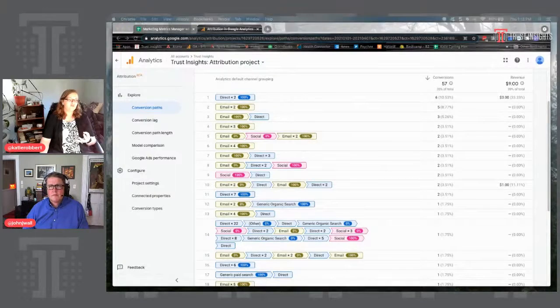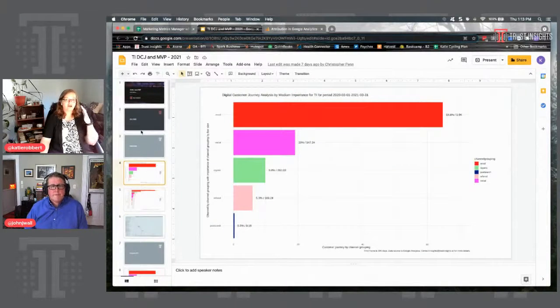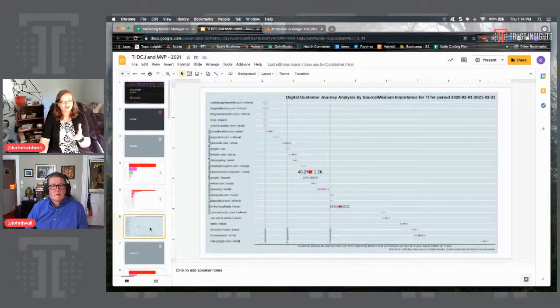And then when we look at a more advanced version, this is the attribution model for Trust Insights for March. When we take a look at the importance of each channel, we have email and social and organic. Those are the channels that are helping people convert. But again, that doesn't really tell me what to do about that one step in my funnel that feels like it's not working. So that's where this particular report comes in. Let me see if I can make this a little bit bigger.